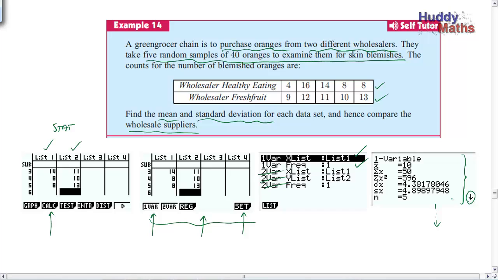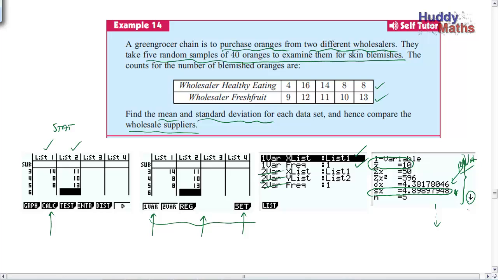But at the moment, all we want is the mean, which is x bar. And the standard deviation will be this one, not sigma x, because you're only taking a sample. So this is the sample standard deviation. This one here is the population. We haven't done the whole population of oranges from these two wholesalers. We've taken 40. Okay, so there it is there.